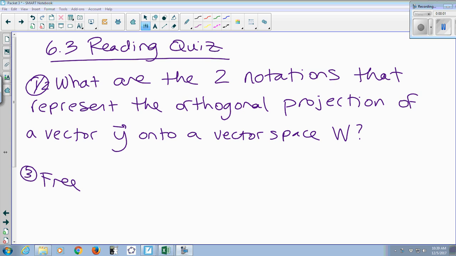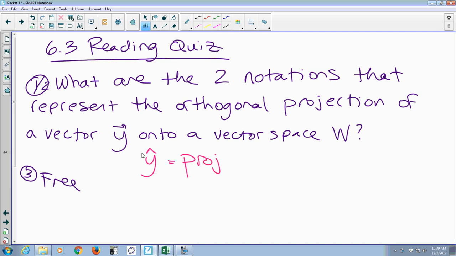Two notations that represent the orthogonal projection of a vector y onto a vector space W. One of them is y hat, and the other one is the projection of y onto W. So I'm going to draw a picture of what this is.